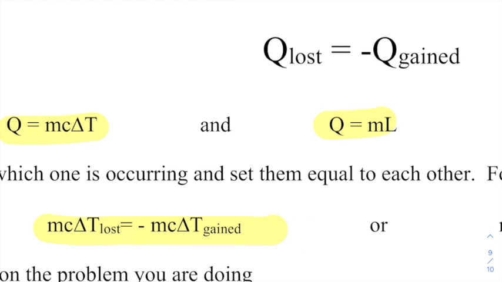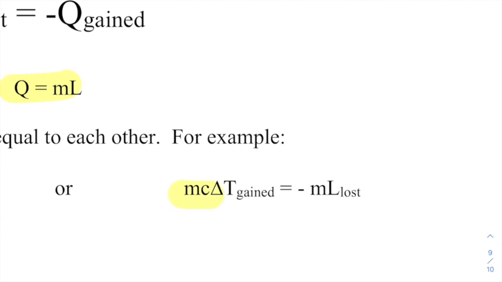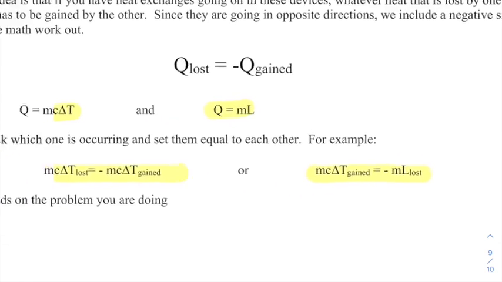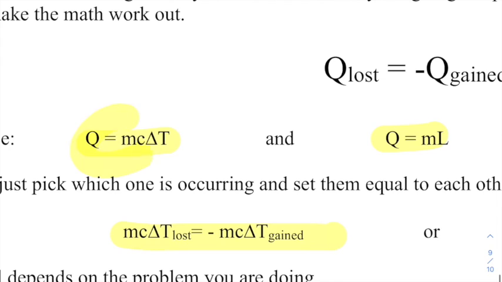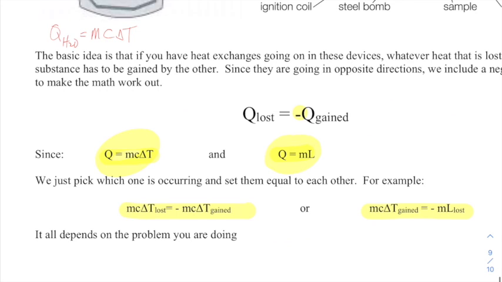So you could go mcΔT lost equals negative mcΔT gained. Or you could go mcΔT gained is equal to negative mL lost. Or vice versa. If you wanted to, you could go mL lost equals negative mL gained. It doesn't matter as long as you make sure that you take one Q and set it equal to the other Q, but don't forget a negative sign. And I like to put my negative sign on the right, but if you want to put it on the left, I don't care.